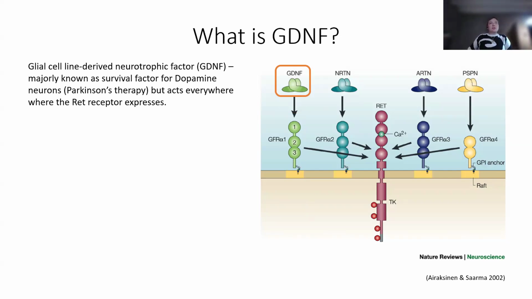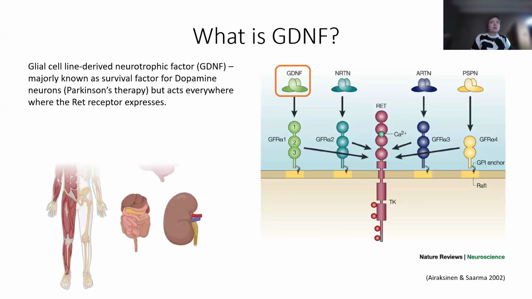It's majorly known as the survival factor for the dopamine neurons, but it's actually produced and acts in many other tissues, including the muscles, and it regulates the development of the kidney, for example, and the gut neurons, and also the monoamine systems such as dopamine, as I mentioned, and the serotonin systems. Because its effect on the dopamine system is pretty pronounced, it was tested as a treatment for Parkinson's disease, for example. In particular, its ectopic delivery.